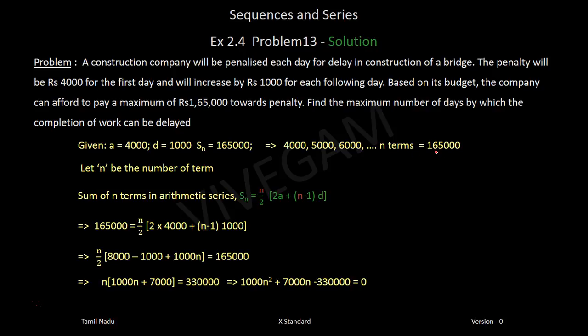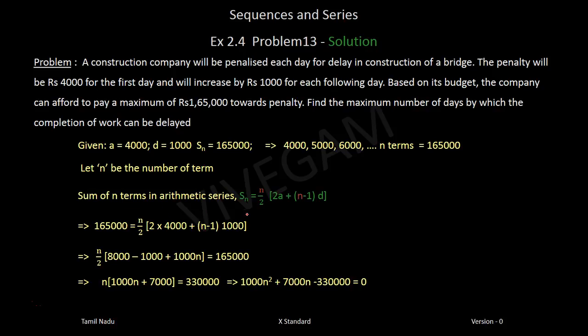So if you equate it to 165 and calculate the value of n, that is the maximum number of days they are allowed to delay. Okay, now I think it makes it a little easier, right? So now let n be the number of terms. The n is the one we need to calculate.